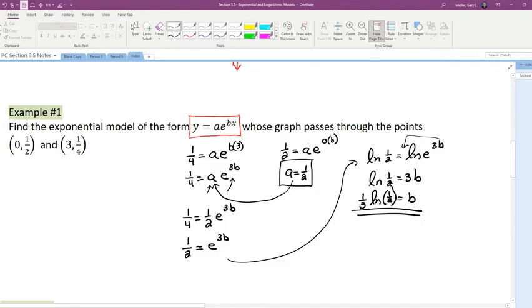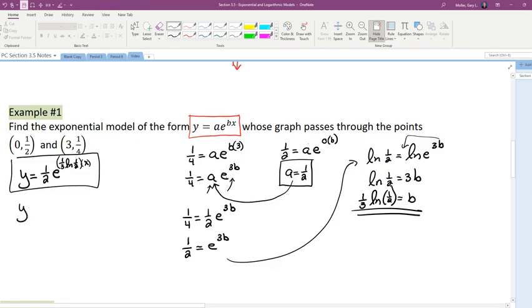So if I was going to leave my answer in terms of an exact answer, then I would have this kind of ugly looking equation. So let's go ahead and write the equation. It would be y equals a, which is 1/2, e to the b power. Well, b is now 1/3 natural log of 1/2 to the x power times x. That's pretty ugly. So that's technically correct. It's just kind of ugly.